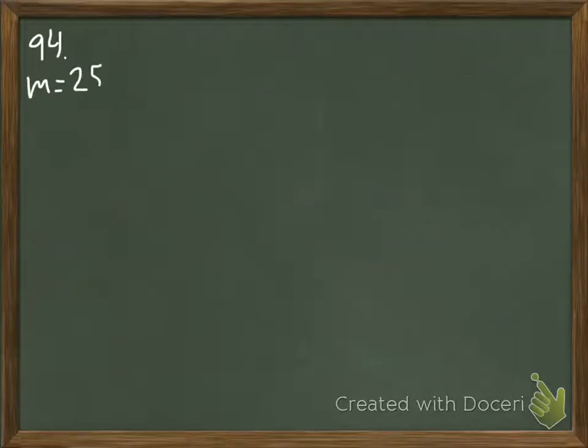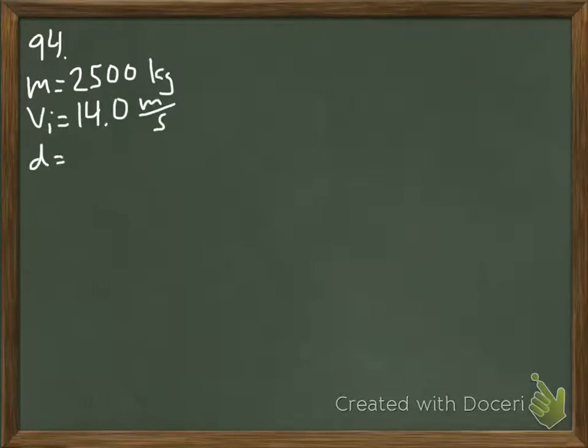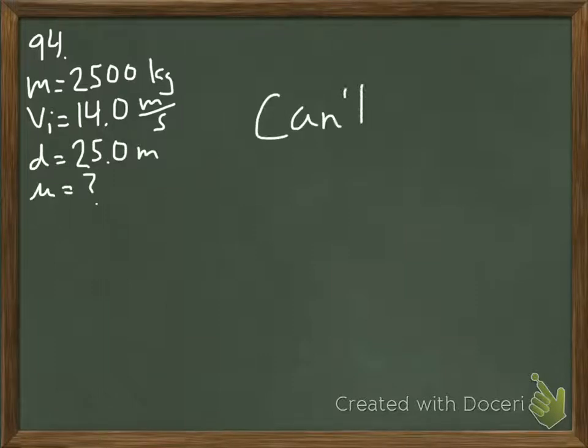Let's take a look at number 94. We're coming to rest in a car. We're given the mass of the car, the initial velocity before we brake. We're given the distance before the stoplight, and it's asking for the coefficient of friction.